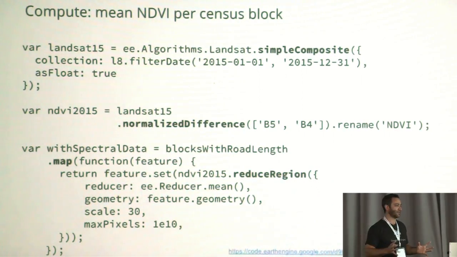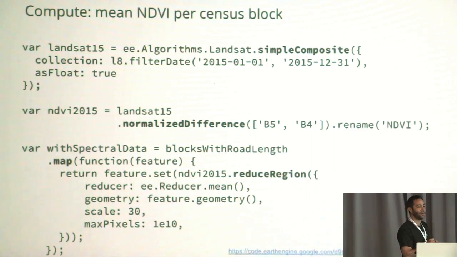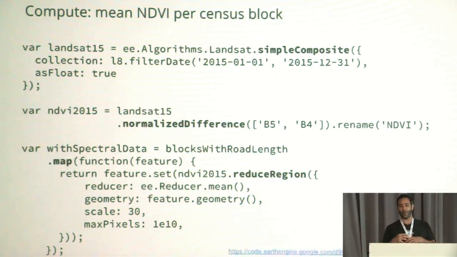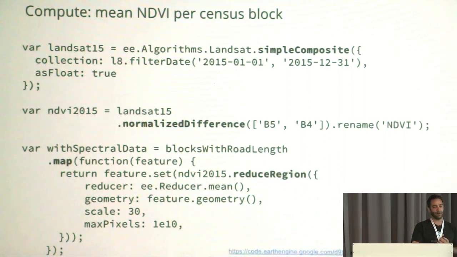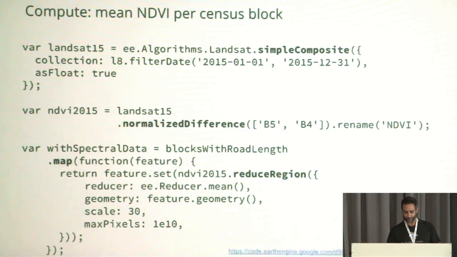Occasionally you might experience a timeout from reduce regions. So this is one way to avoid that, is to map a function with a reduce region singular inside it. There's a whole section of the docs about that in the debugging doc. So now we have mean NDVI, which I'm using as a proxy for vegetation in each one of these blocks.